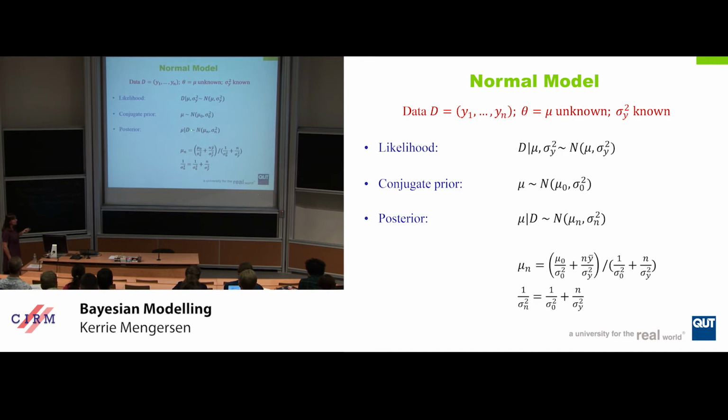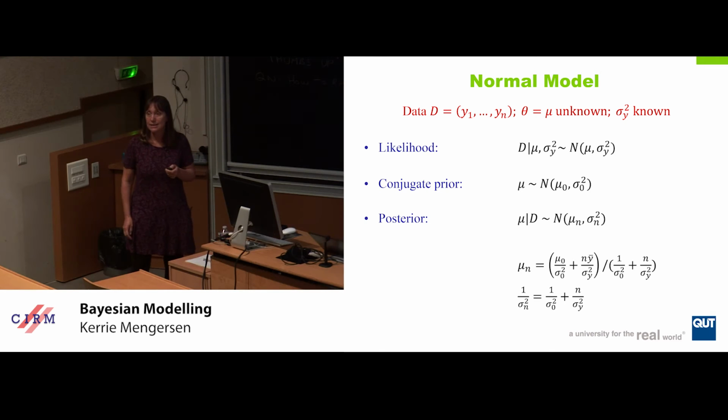We have a posterior distribution then, which is going to have the same form as our prior. So it's a normal distribution, but now the parameters have changed. The parameters now are again this combination of our prior and our data. It's a weighted combination of the prior and the data.